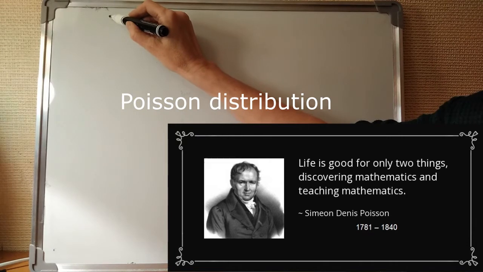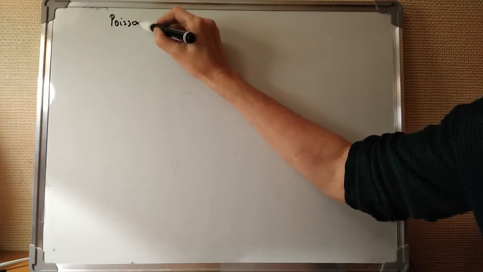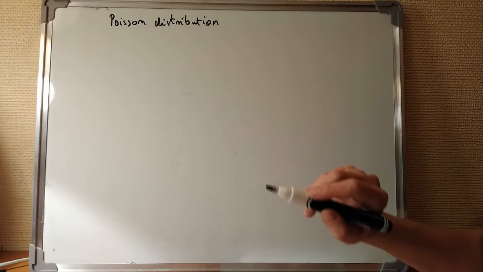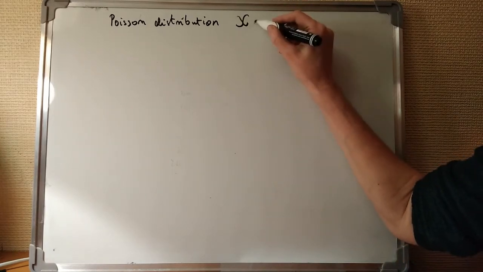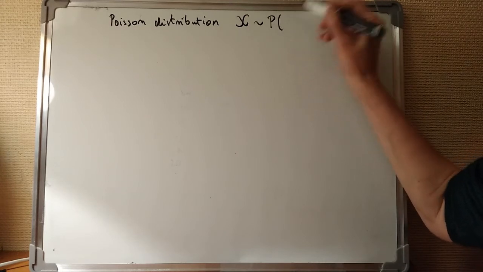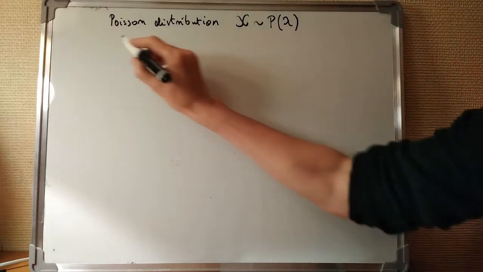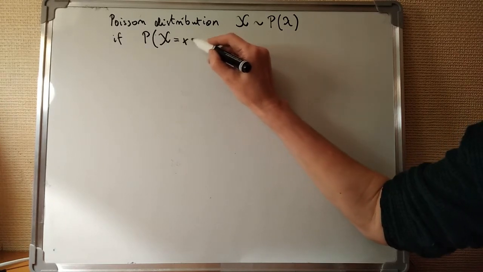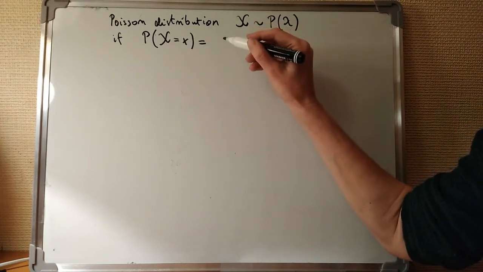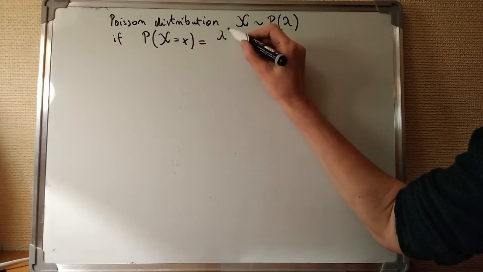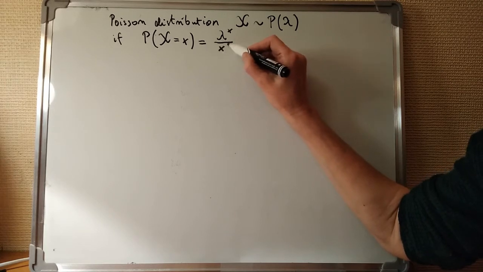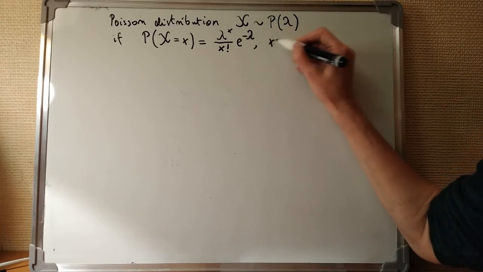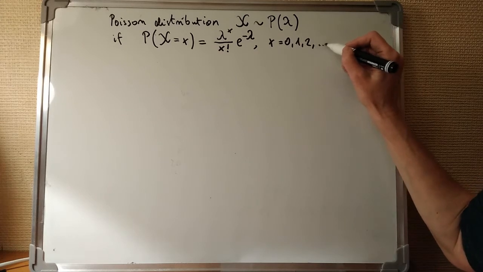The next distribution is the so-called Poisson distribution. We shall say a random variable X has Poisson distribution with parameter lambda if the probability that random variable X has value small x equals lambda to power x over x factorial times e to minus lambda, for x equals 0, 1, 2, and so on.